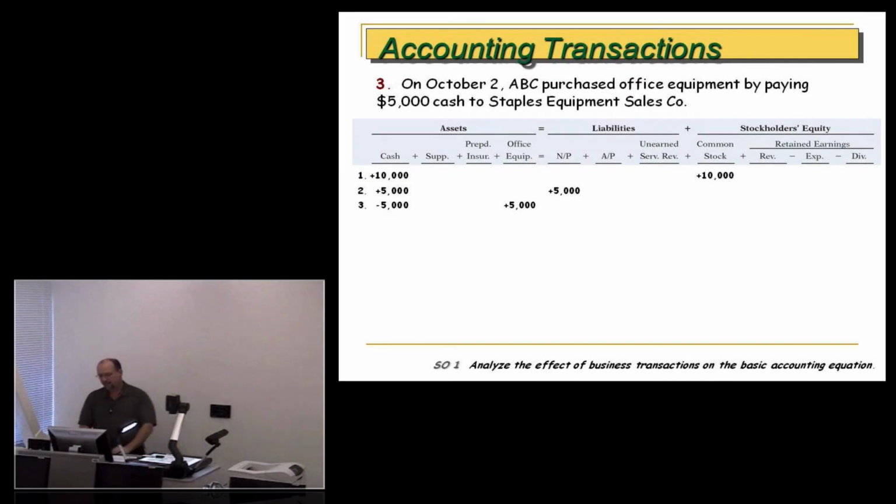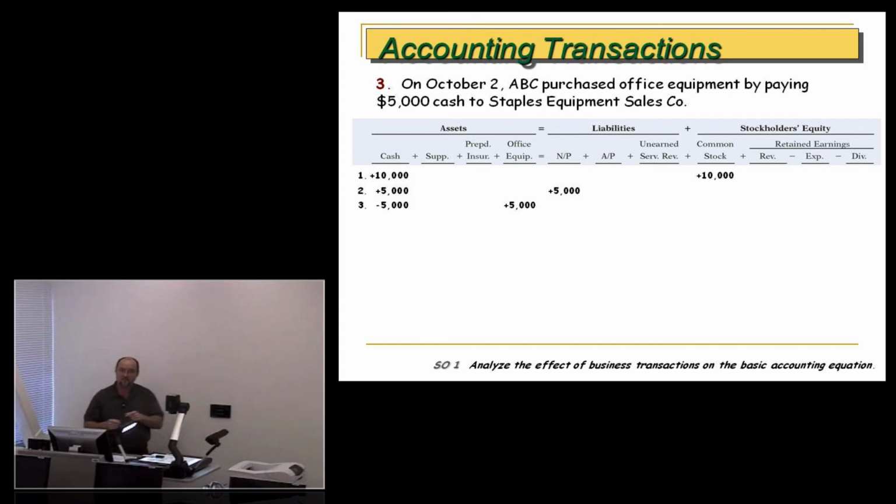On October 2nd, ABC purchased office equipment by paying $5,000 cash to Staples Equipment Sales Company. Okay, so we paid cash, cash went down, and now we have a $5,000 piece of office equipment. Perhaps it's a fancy copy machine, for example. Okay, so one asset increased, equipment. One asset decreased, cash. Total assets stayed the same. We still have $15,000 on the left side. We have a $5,000 liability, and we have $10,000 in stockholders' equity.